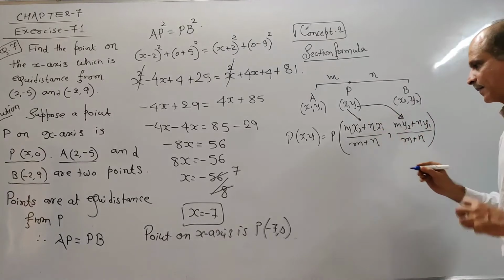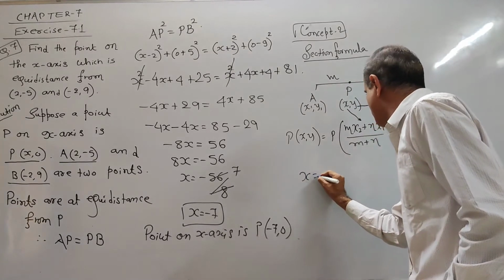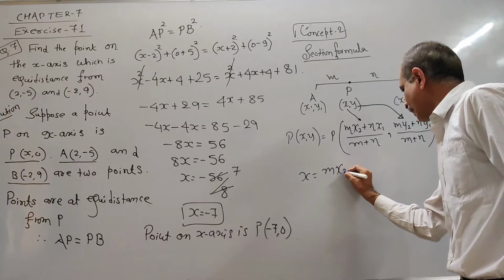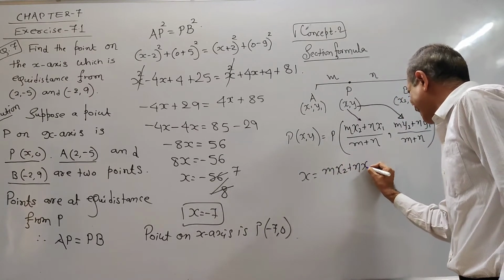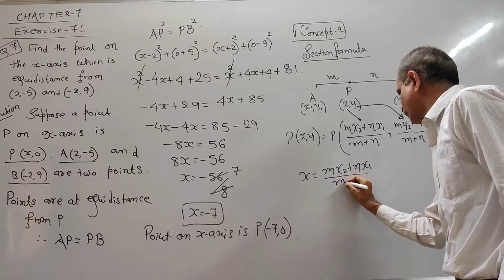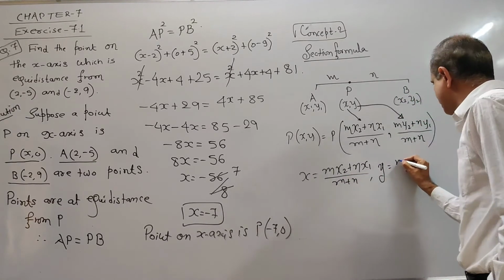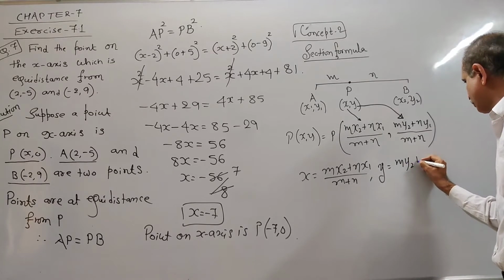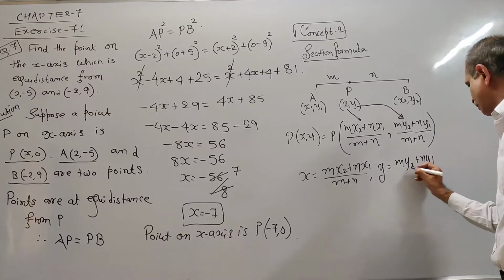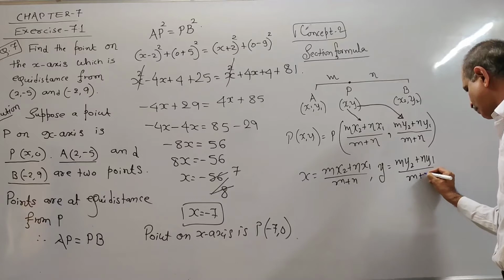You can also write them separately. For example, x is equal to (m x2 plus n x1) upon (m plus n), and the y coordinate is equal to (m y2 plus n y1) upon (m plus n).